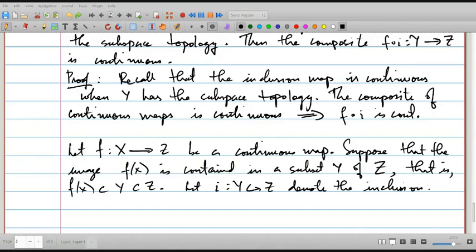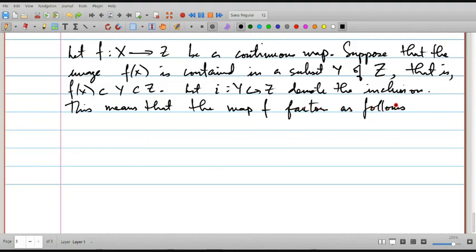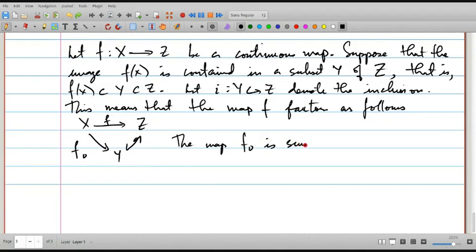So this means that the map f factors as follows. So this map we should denote f naught. So the map f naught is simply x maps to f of x. But now we view f of x as a point in Y.